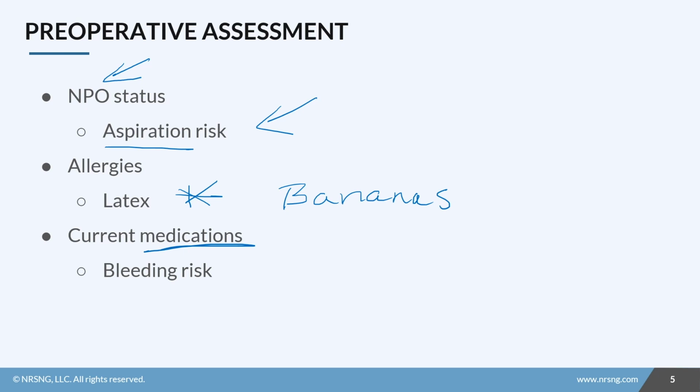Meds like aspirin and anticoagulants can increase the bleeding risk in the patient. And don't forget to ask about vitamins and herbal supplements. Patients do not often consider these medications, but they can cause bleeding issues too, so ask them specifically about those.